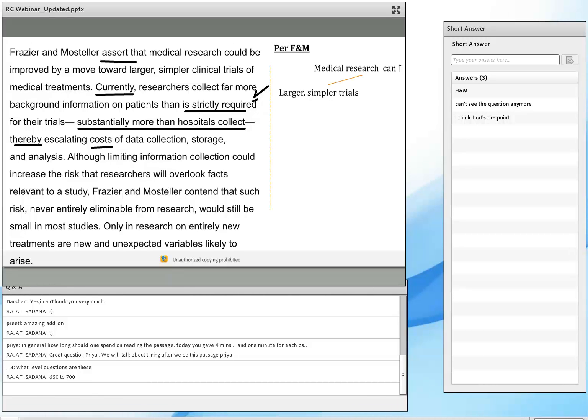All right, you won't be able to see the question. We are doing passage analysis. Then the author goes on to really say, currently, there's too much data collected. That data, as a comparison, is more than how much hospitals collect, and the outcome of that is increased cost. And you can really see how I'm putting notes in over there.